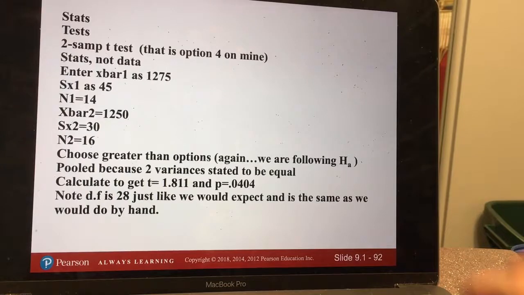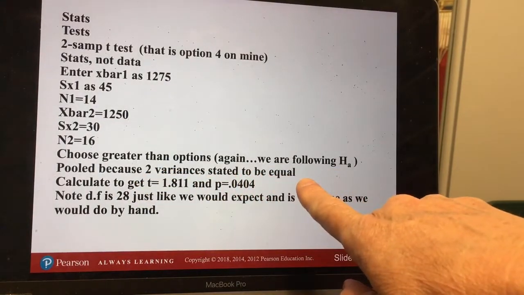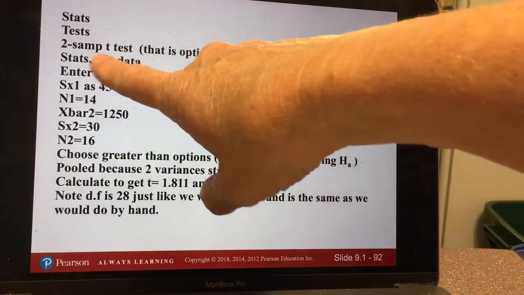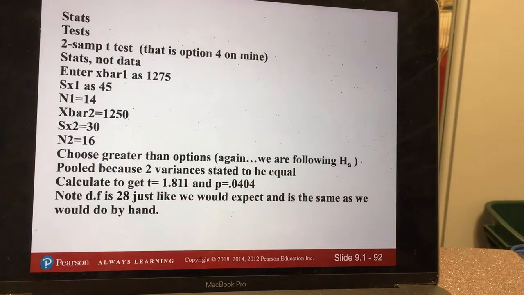We're going to use the pooled variance because the two variances are equal, but we're still going to do the same two-sample t-test. Everything's the same, but we're going to hit the pooled button, and we could do that one just the same. So I'm not going to do that one on the calculator because I think I've done enough of those.